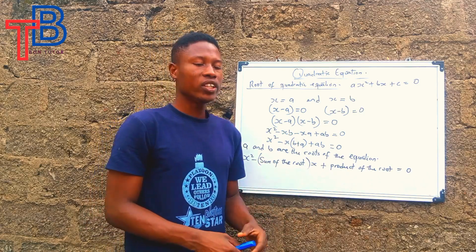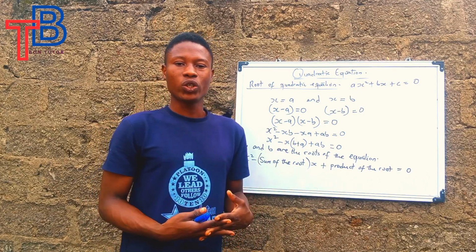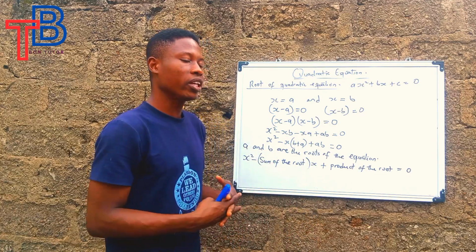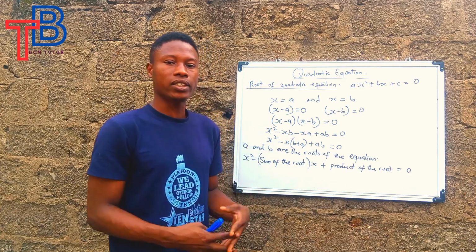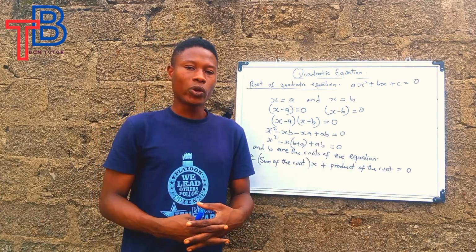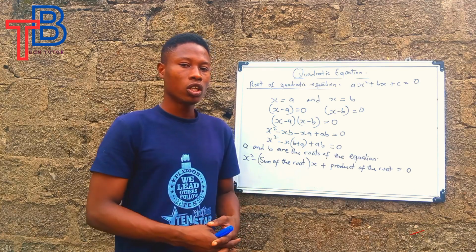This will always give you a quadratic equation if you have the roots of the equation, which means you can be given the two values of x, and you'll be asked to look for the equation that you can derive from such roots.